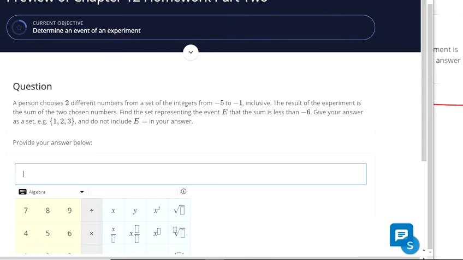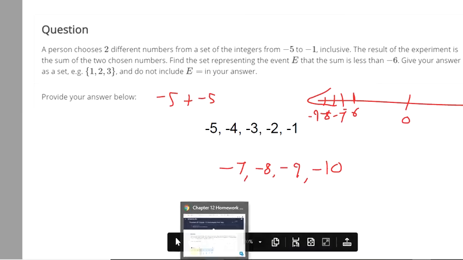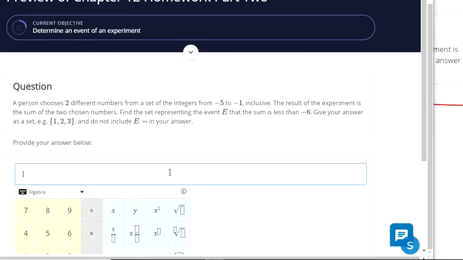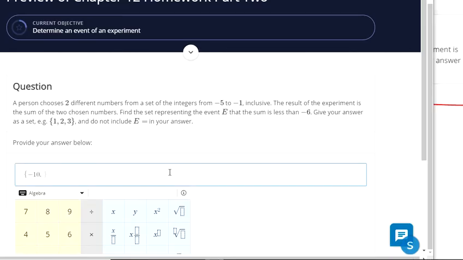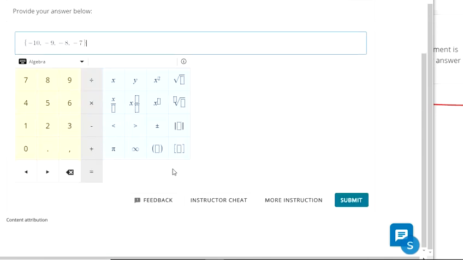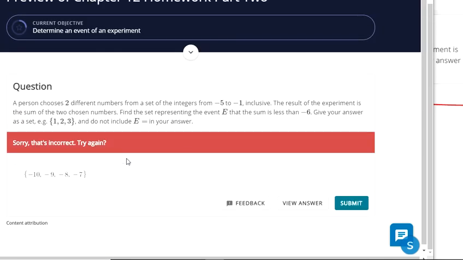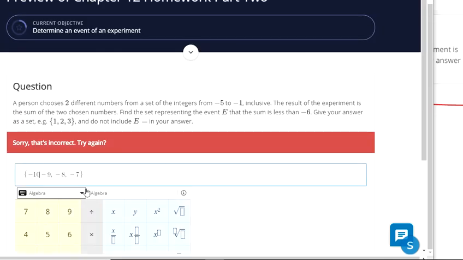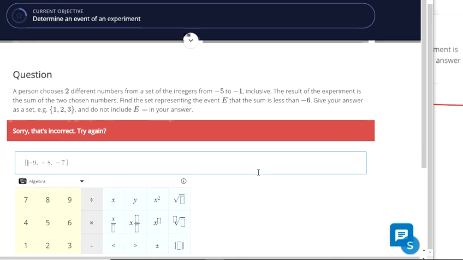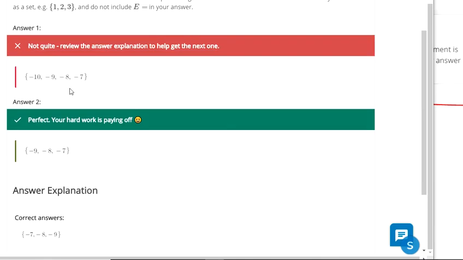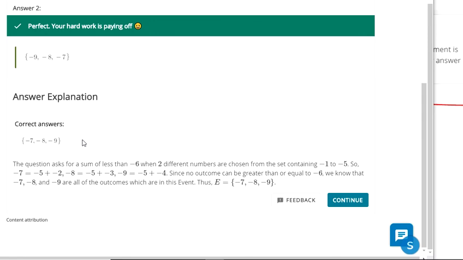It doesn't say we have to put it in order either. If we want to, from least to greatest, -10, -9, -8, and -7. Those are the sums that are less than -6. And so maybe they meant that -5 can't repeat itself. It wasn't specific about that. Okay, so that was it. They were saying -5 couldn't repeat itself.